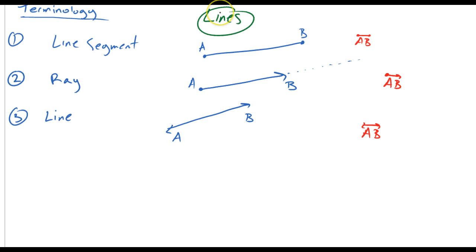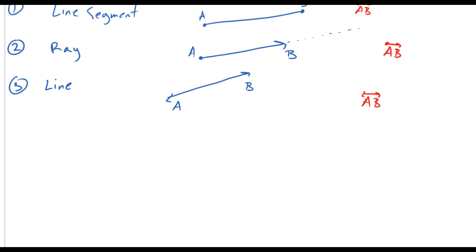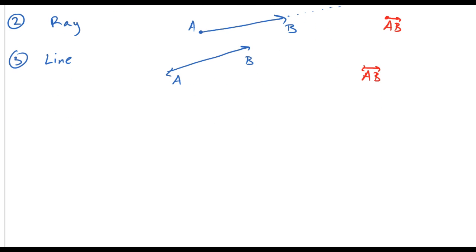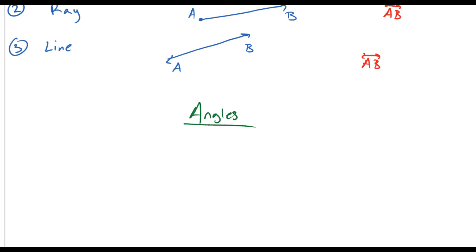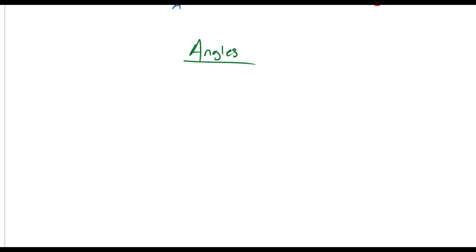Okay, and the next terminology we're going to look at is angles. Again, let's look at some basic terminology here. We have an acute angle, and an example of an acute angle is any angle that's less than 90 degrees. So if I were to measure this angle here, it would be less than 90 degrees.